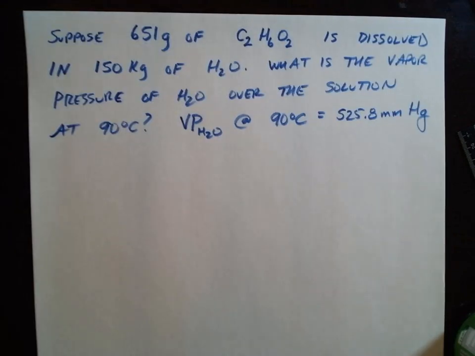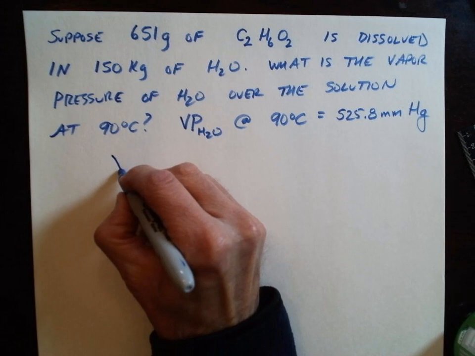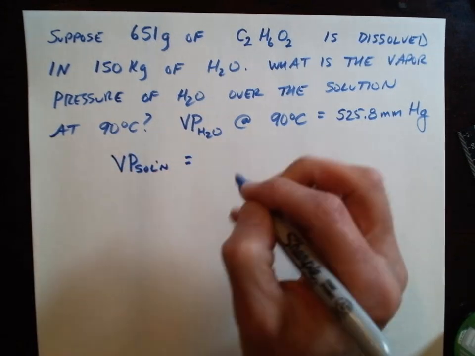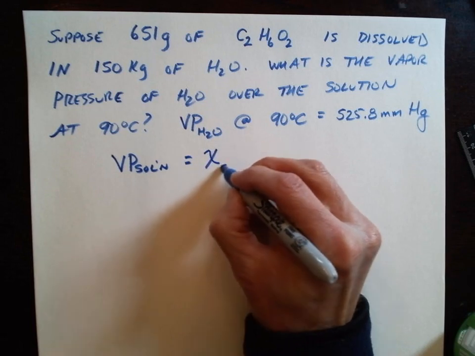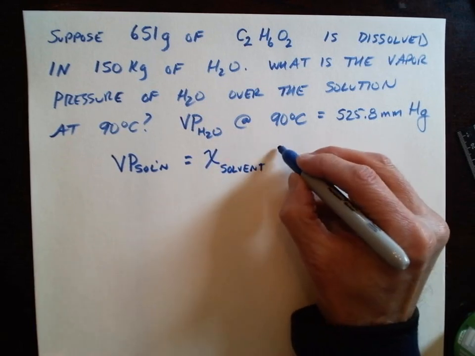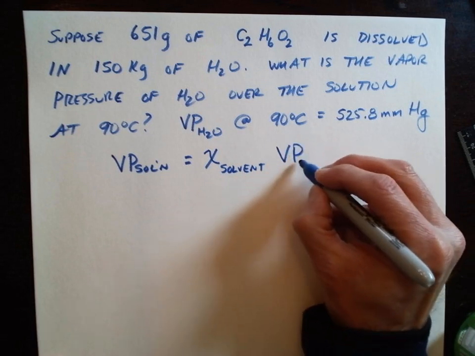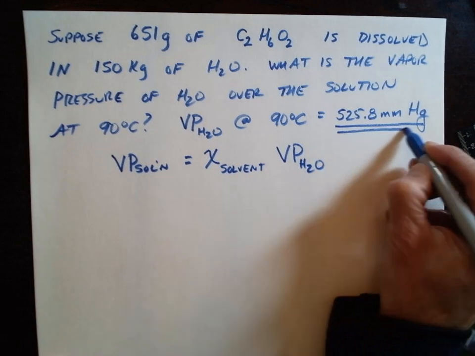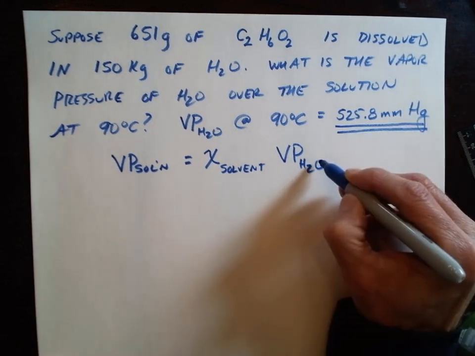So let's write this equation down that we're going to use. We want to know the vapor pressure of the solution, and that's going to be the mole fraction of the solvent times the vapor pressure of the pure solvent, which in this case is water, and is given to us right here. So we're just going to plug this in here.